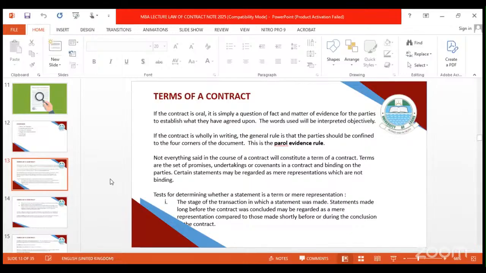Even when you go to filling stations, there are many things that you do orally. Transportation, you never sign an agreement with the transport owner or the BRT. You just enter it, you pay, and you go. So there are many of those things that are done orally. So the question is whether a statement made by the parties will amount to a term of contract. You have to prove it based on the evidence available.